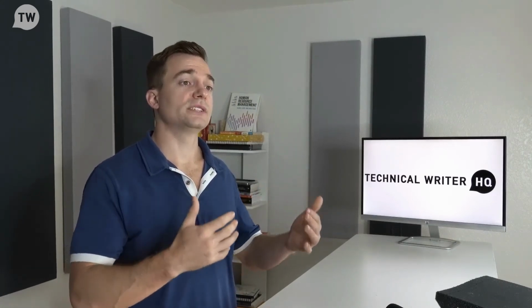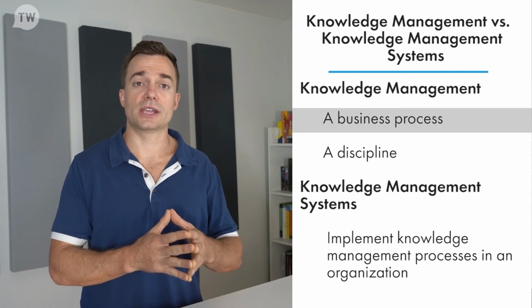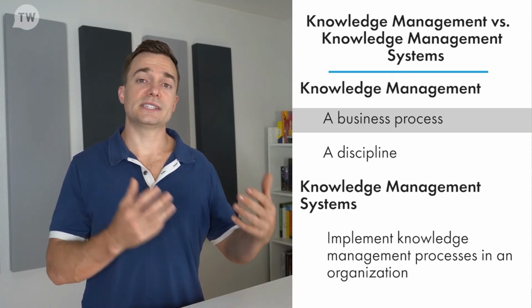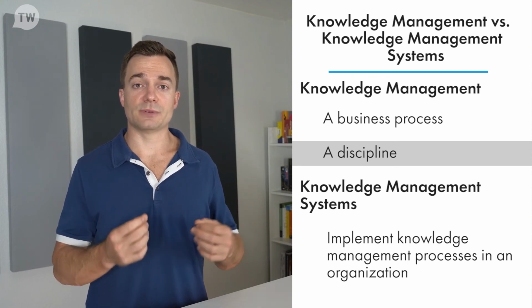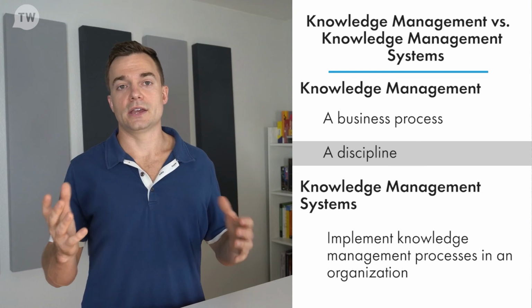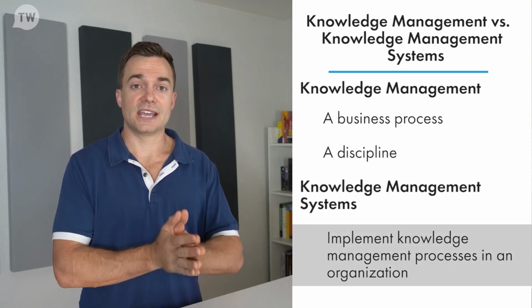Now, one common question that we often get is, what is the difference between knowledge management and knowledge management systems? Well, knowledge management is a business process related to capture, storage, sharing, and management of an organization's collective knowledge. It also is a discipline and deals with the implementation of knowledge management systems and strategies in organizations. Now, on the other hand, knowledge management systems implement the knowledge management process in organizations.